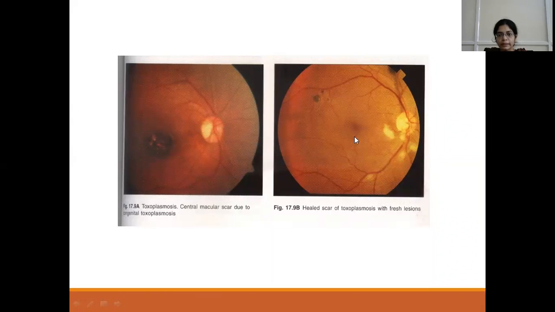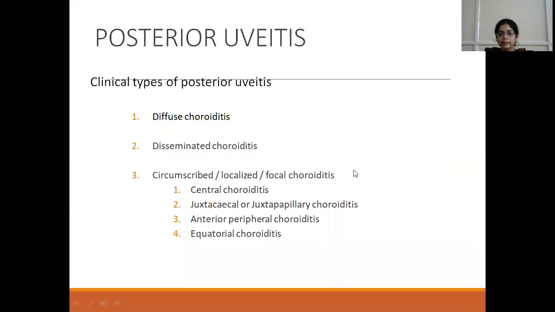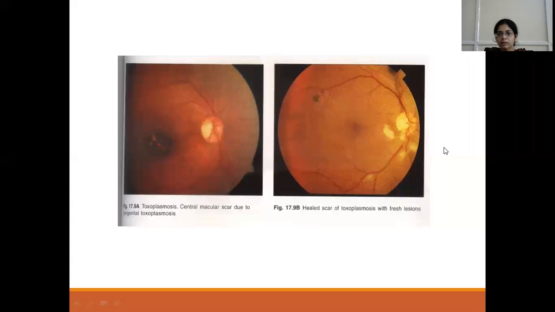Now, this is also a case of toxoplasma. What you're seeing here is a healed choroiditis patch. But what you're seeing here, again as I've described, it is yellowish white. It is raised above the surface, and you can see definitely this vessel is coursing over the lesion. So all these are the active stage of an active patch of choroiditis. This is a healed patch of choroiditis.